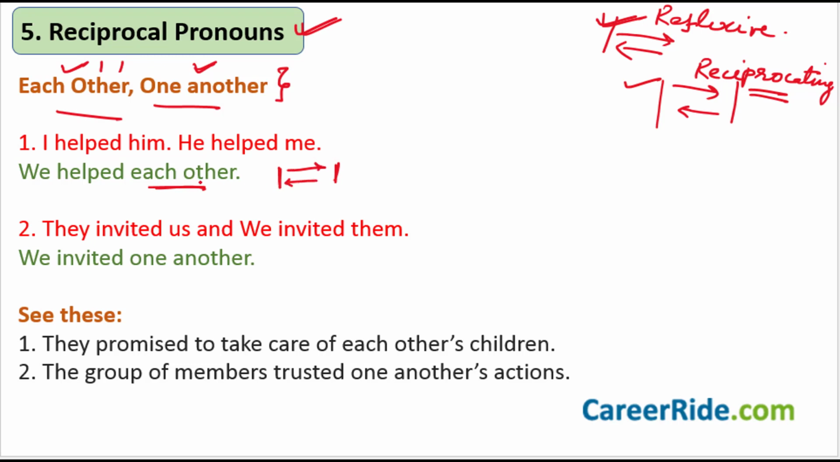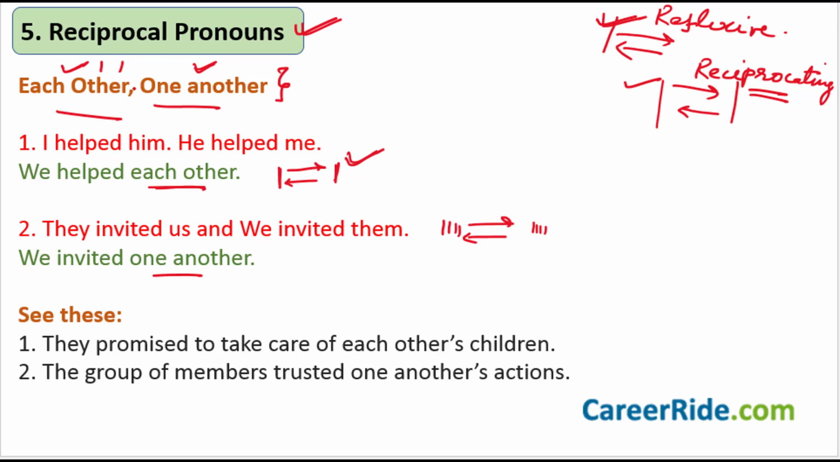Okay, so we helped each other because there are two people involved here, two things here. They invited us, we invited them, right? So they, us, they invited us, we invited them. We reciprocated each other's actions, right? So one another in that case. We invited one another. Okay.